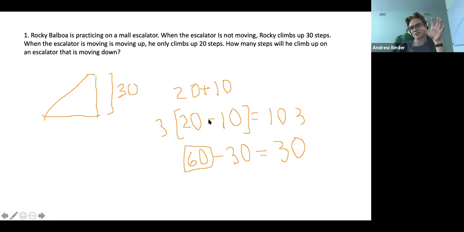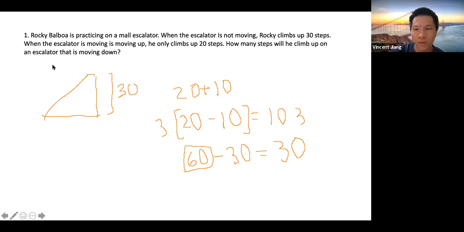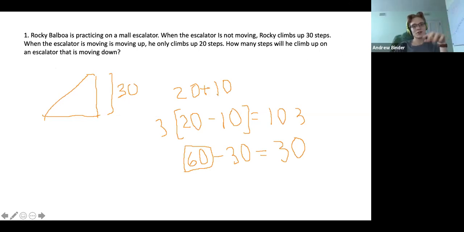I did it slightly differently. Instead of for every 20, the escalator does 10, I just scaled it down. For every 2 steps he takes, the escalator does 1. So by that logic though, I did it in little increments. So I kind of wrote out a few. So here, how do I annotate? Let me see if I can.